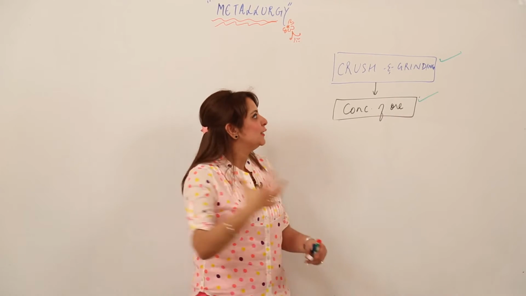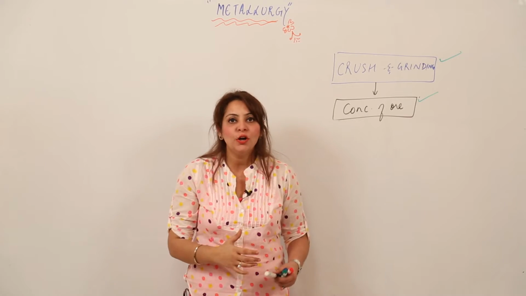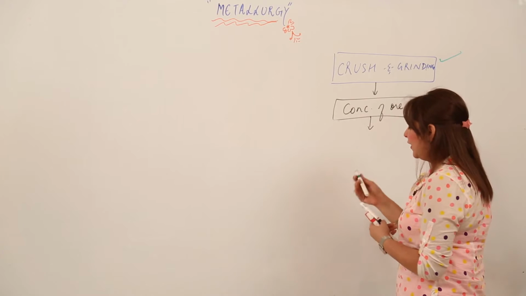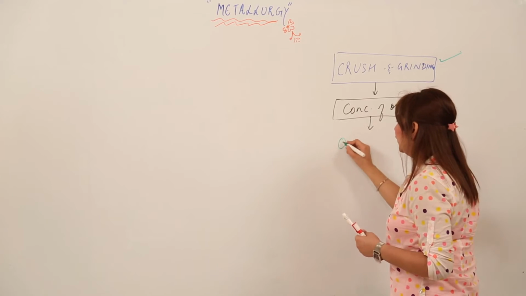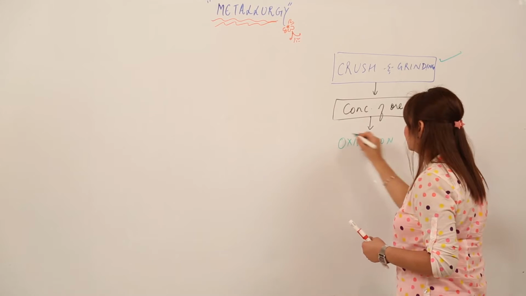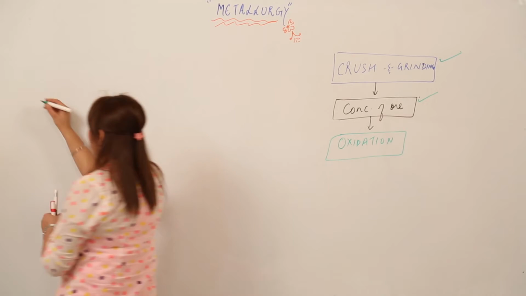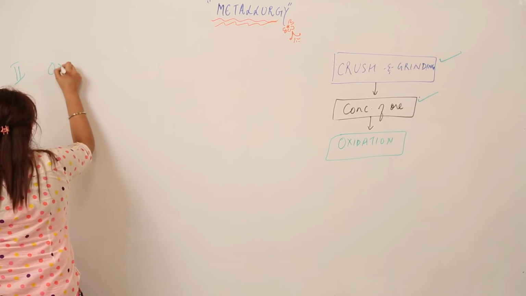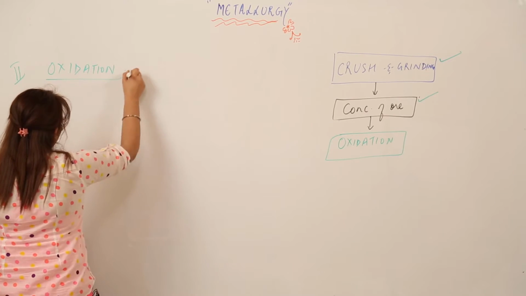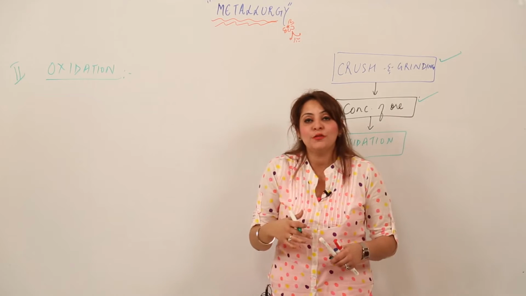Now, as we have done the first step, that is crushing and grinding, followed by concentration of ore, our next step is oxidation. Right. So, our next step for metallurgical operation is oxidation. Right. So, we will be just taking the second step now, that is the oxidation. And what does this step actually involve?